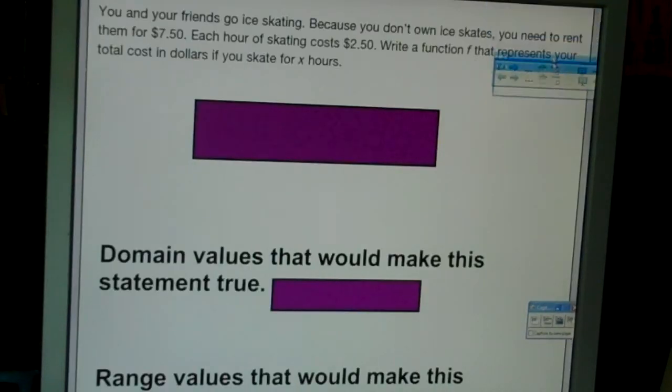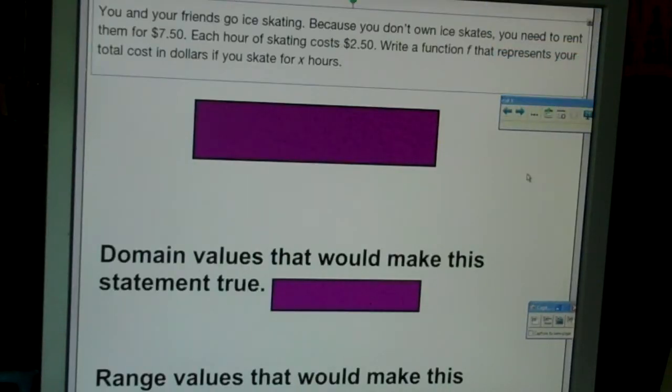All right, let's do an example. You and your friends go ice skating. Because you don't own your skates, you need to rent them for $7.50. Each hour of skating costs $2.50. Write a function f that represents your total cost, so that would be our old y, our total cost, in dollars for if you skate for x hours.